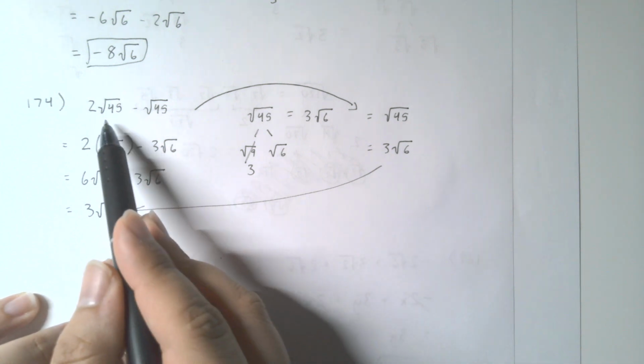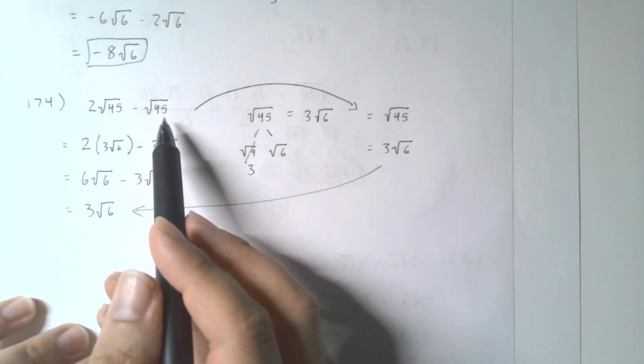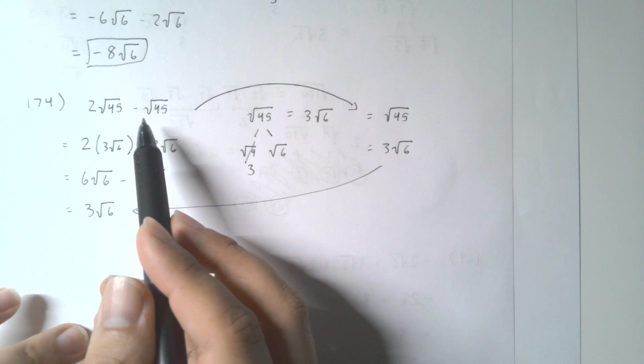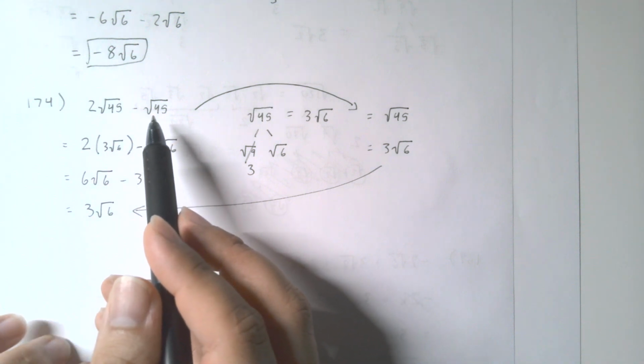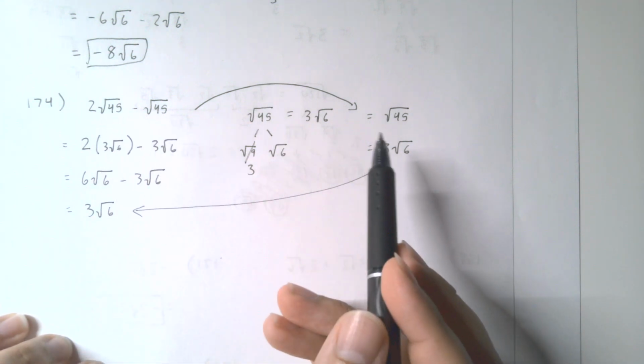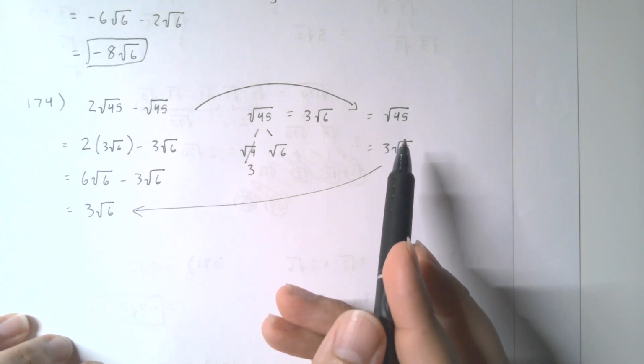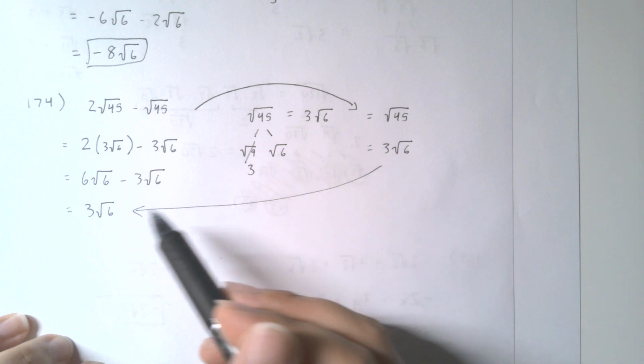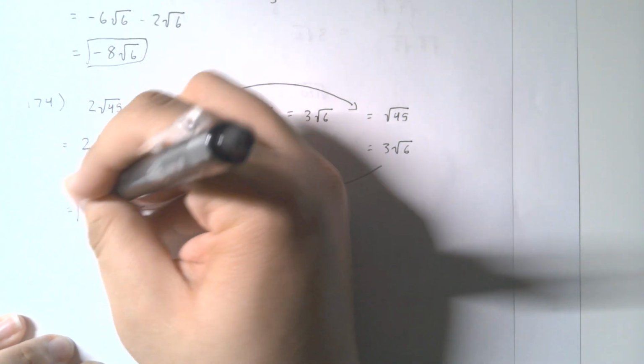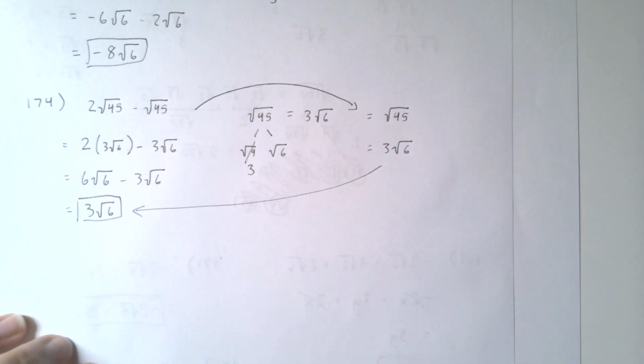I do recommend, if you can, cancel out any roots, even if they're not simplified yet. Cancel them out first, and then simplify your square roots. But either approach you take, you'll end up with the same answer, so it doesn't really matter. It's just whichever way feels more comfortable to you.